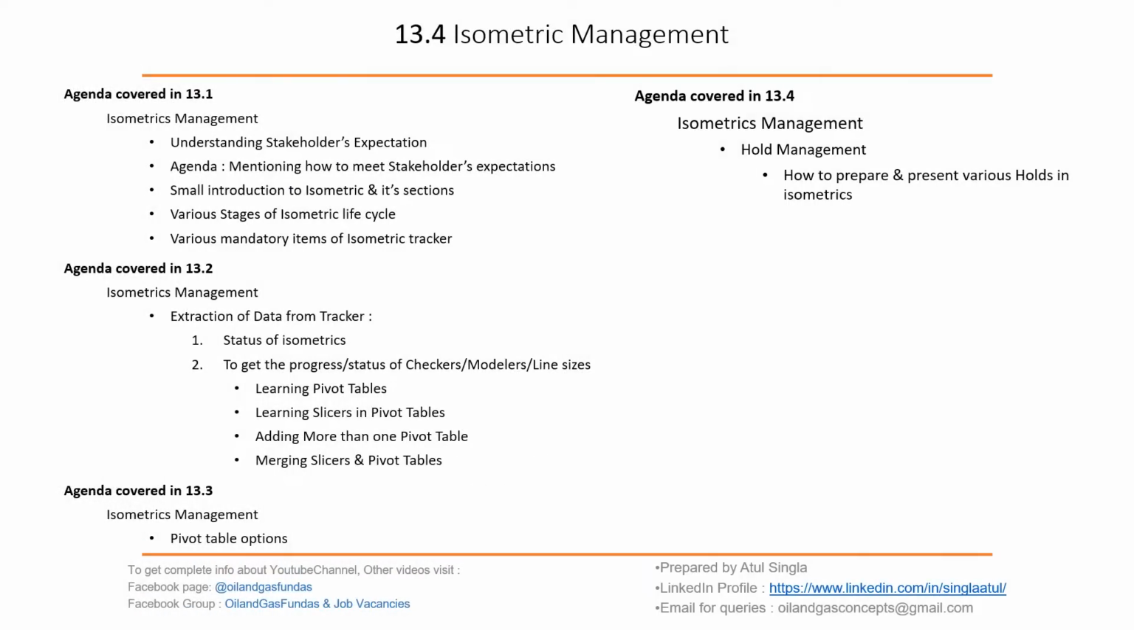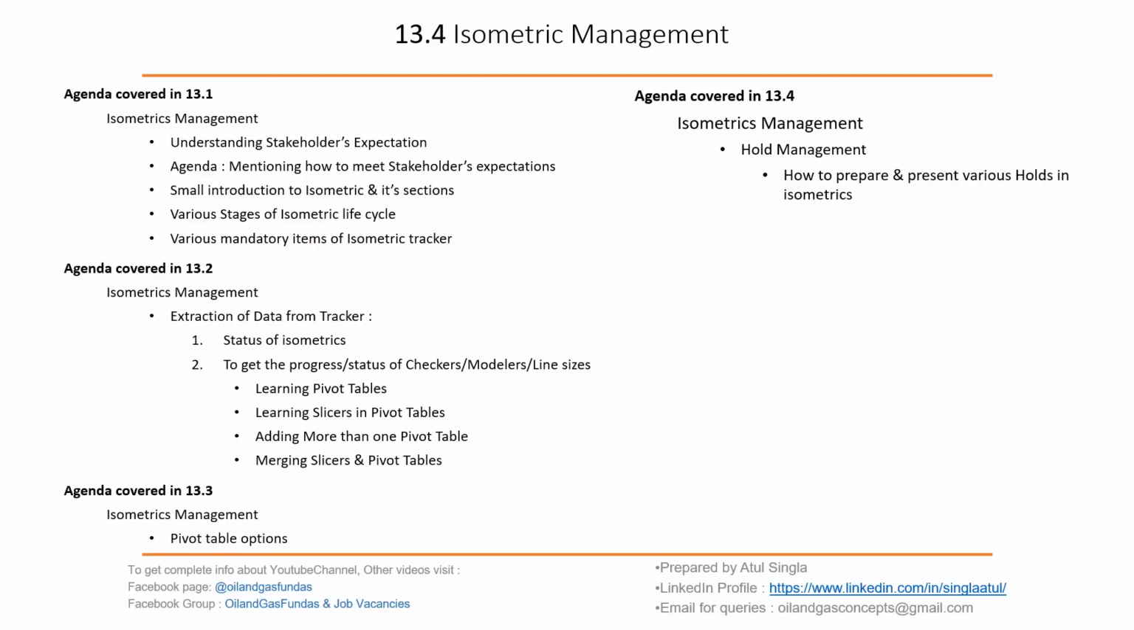So welcome to the fourth part, where we are discussing isometric management. In the first part, we discussed the stakeholder expectations and how we are going to meet them, a small introduction to isometrics and their various sections, the various stages of the isometric life cycle, and the important items which need to be there in the isometric tracker. So this was covered in the first part.